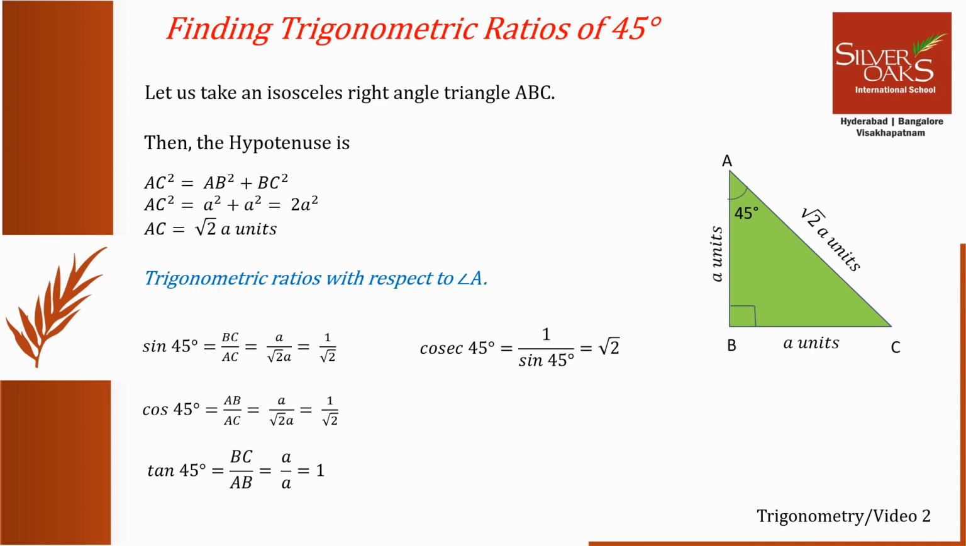Let us write cosecant 45 is reciprocal of sin 45, which is equal to root 2. Secant 45 is reciprocal of cos 45, which is root 2. Cot 45 degrees is equal to reciprocal of tan 45 degrees, which is equal to 1. I hope you understood. The specific angle here is 45 degrees, and these are the values for trigonometric ratios of 45 degrees.